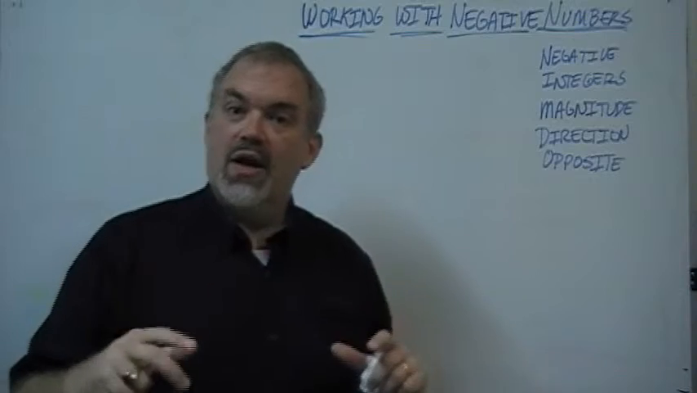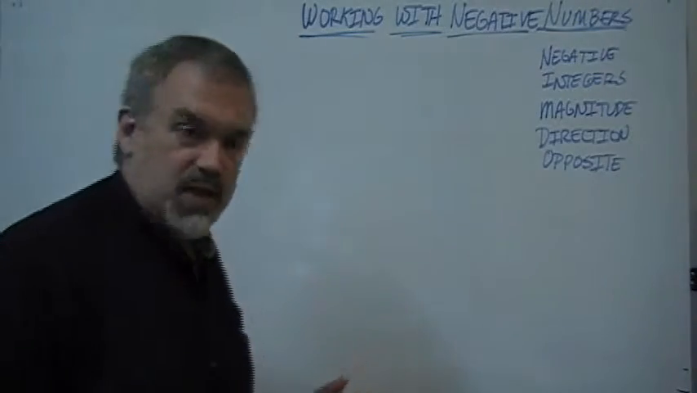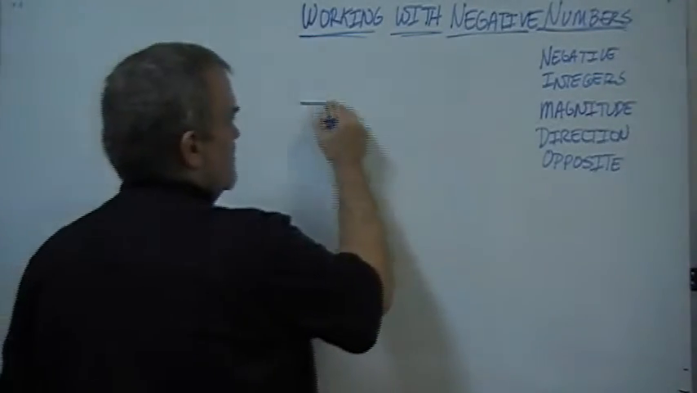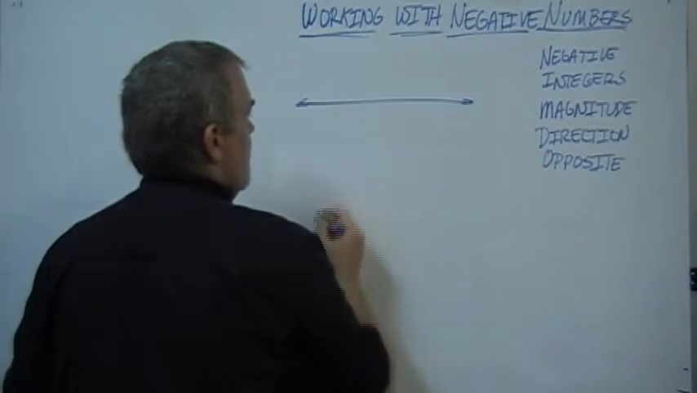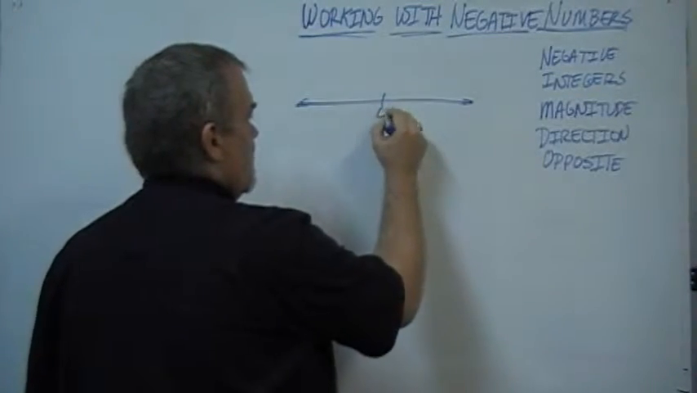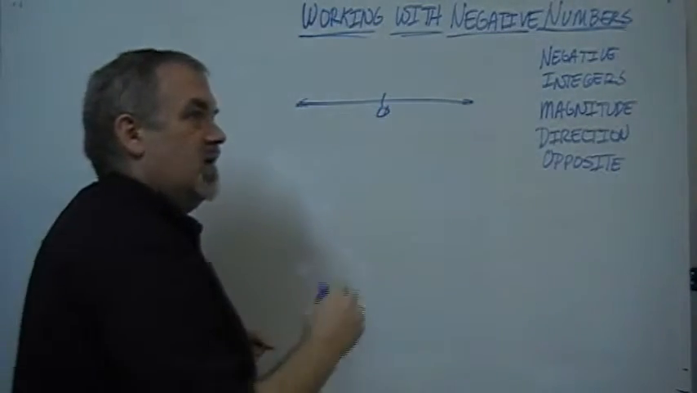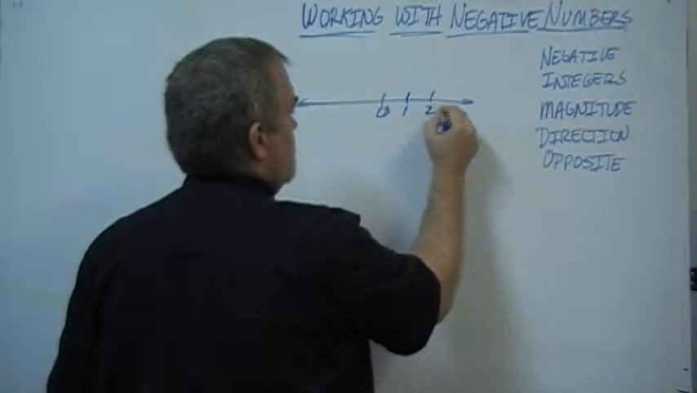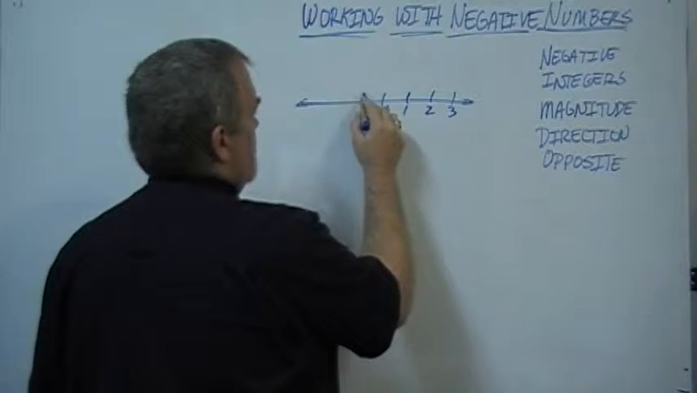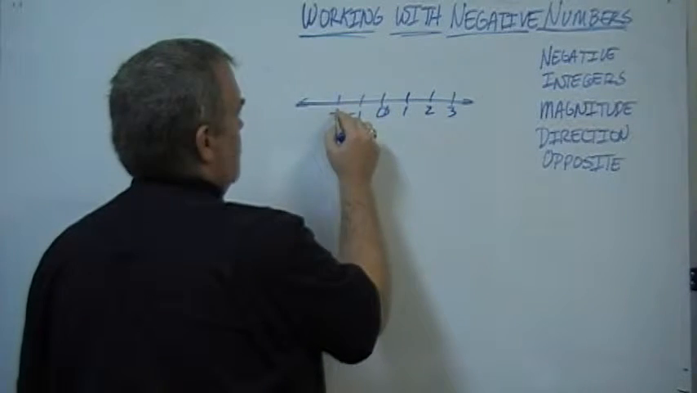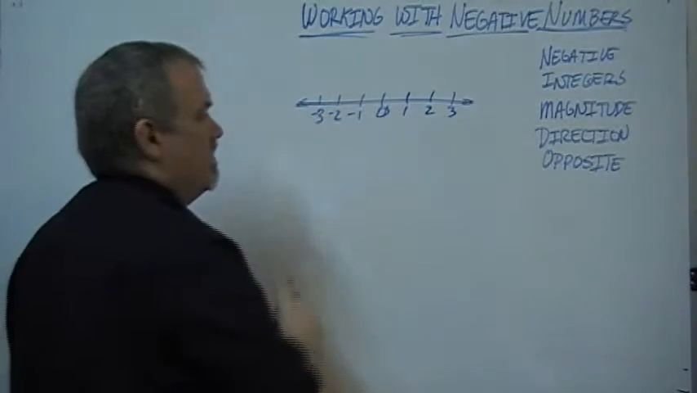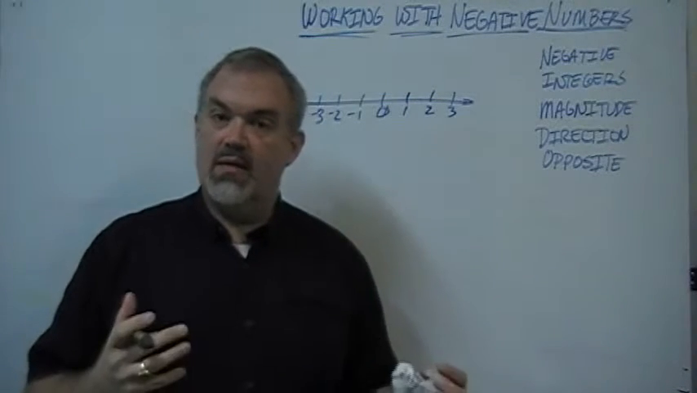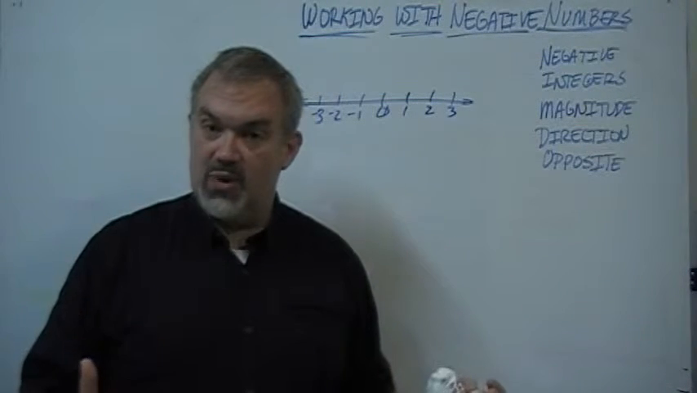Okay? And we can show these numbers in a couple of different ways. For example, the most common ways are a number line, and with a number line, we think about the positive numbers to the right, so 1, 2, 3, and we think about the negative numbers to the left, negative 1, negative 2, negative 3.